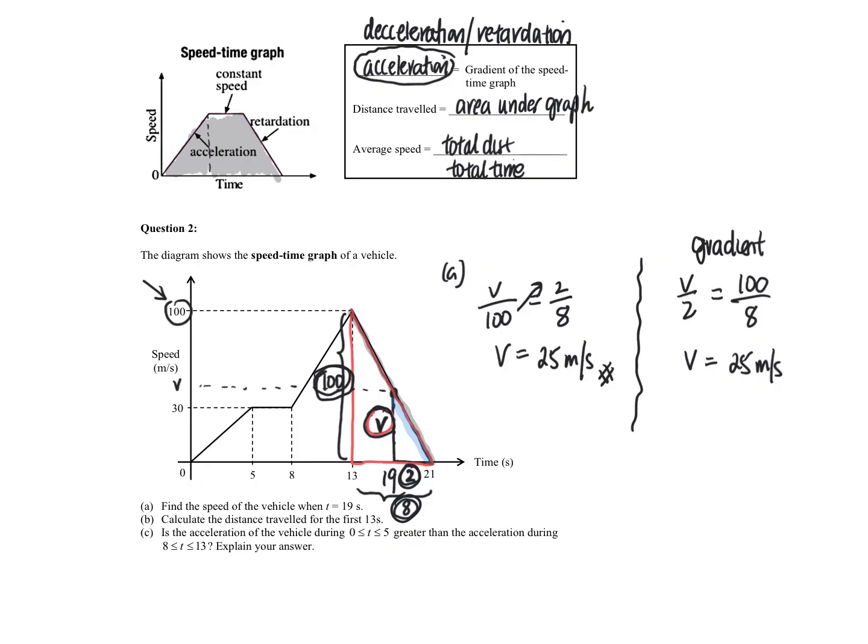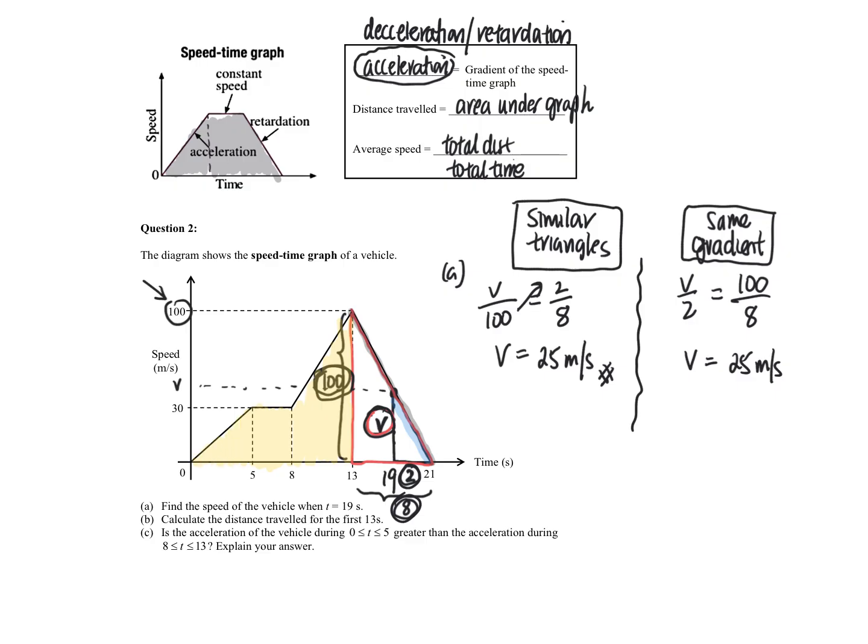So this one is using gradient, same gradient. 21 minus 13. So same gradient, or you can use similar triangles. So you see what works better for you. Okay? Then next one, calculate the distance traveled for the first 13 seconds. So this one just use area of the graph under the curve.